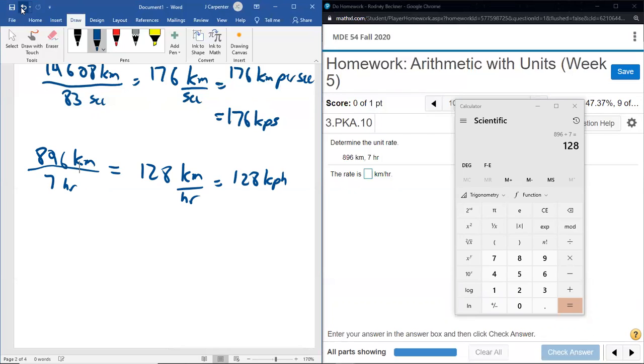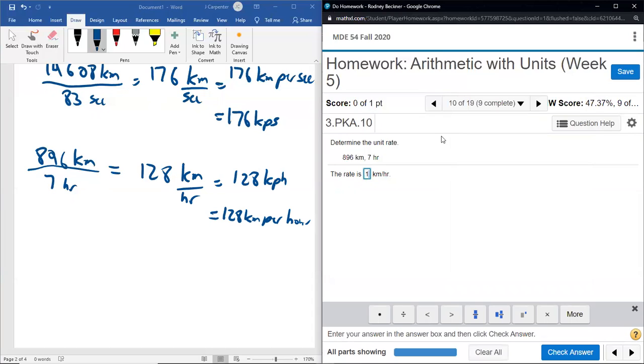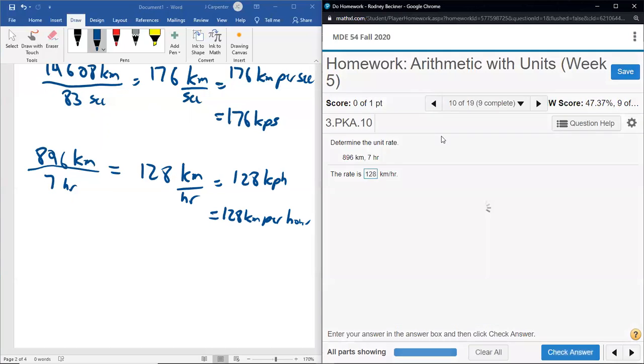kph. And see, I wrote my slash vertically. They do theirs horizontally. You could also write it with your words, 128 kilometers per hour. For the 9 millionth time, the word per means the second unit goes where? In the bottom. Good answer.